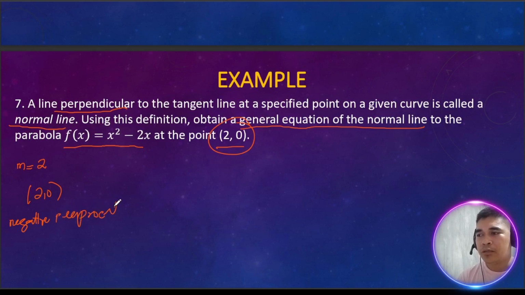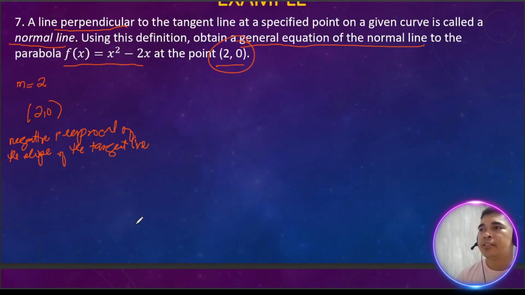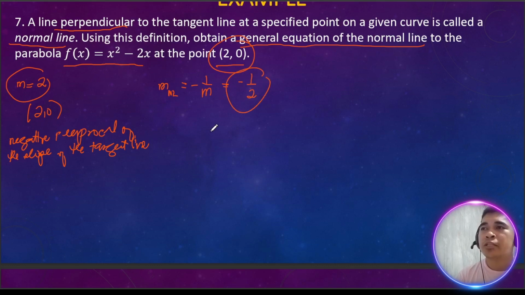So, since it is perpendicular, the slope is the negative reciprocal of the slope of the tangent line. It is very important to be familiar with these theorems or guides. We need to find the slope m of the normal line, which is the negative reciprocal of the slope of the tangent line. This is the slope of the tangent line, so the negative reciprocal is negative 1 over m, that is negative 1 over 2. So that is the slope of the normal line.